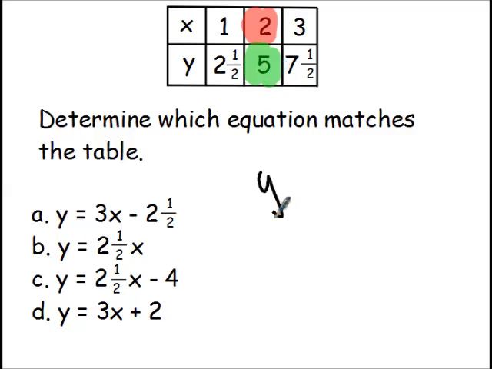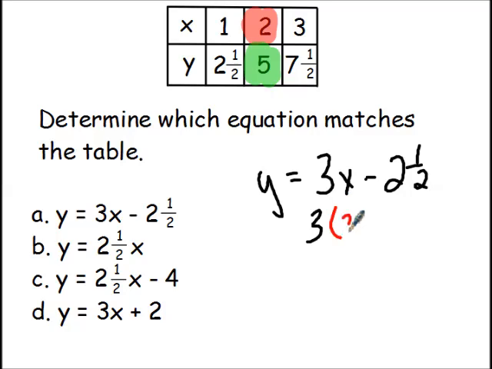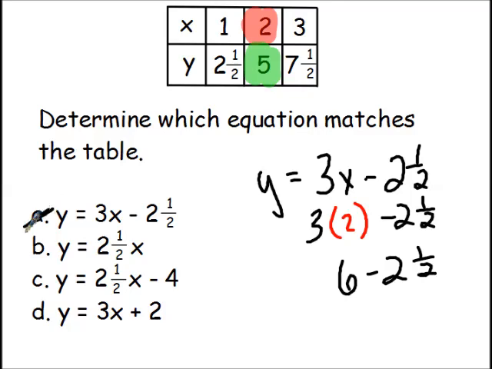Y is equal to 3 times x minus 2 and 1/2. So we have 3 times 2 for x minus 2.5. We know that 3 times 2 is 6, and if we take 2.5 away from 6, will we end up with 5? No. Logic and common sense tell us that if we take half of something away from a whole number, we will end up with an answer that also has a half in it. Therefore, we know that answer choice A is not logical.